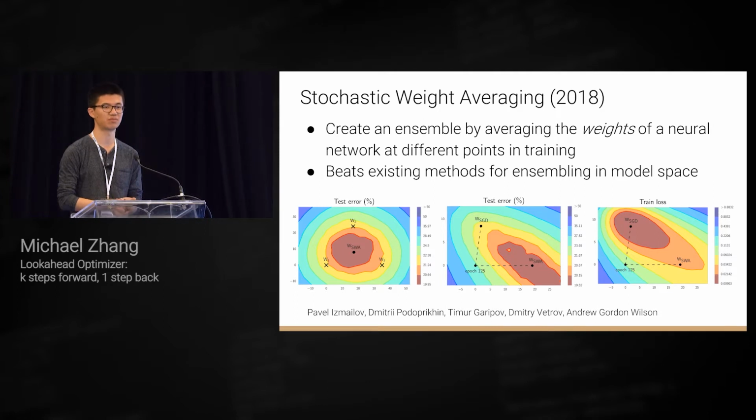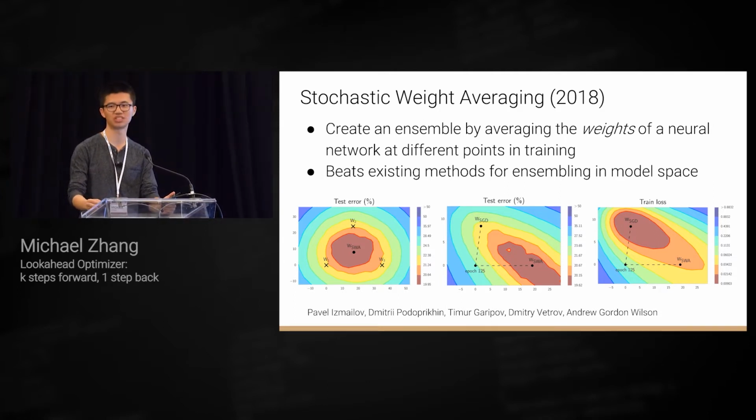The idea behind this paper is, in traditional methods, you typically create an ensemble by averaging the predictions of different models you've trained. But stochastic weight averaging says, rather than averaging the predictions, we can instead average the weights of your neural network. This turns out to beat existing ensembling methods in model space. They have some nice visualizations showing that if you average the parameters at different points in training, you can get better test accuracy and typically lower training loss. We can see some of the intuitions from these visualizations later on as well.